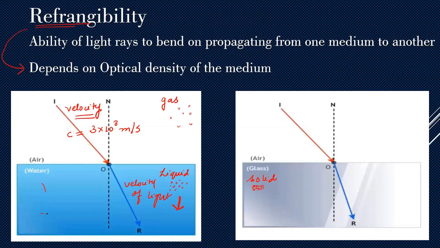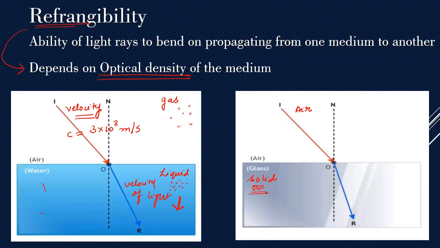When it enters a water medium or a liquid medium, because of the increase in optical density, and these are the keywords to be used, the velocity, that is the speed, of the light ray decreases. As the speed of the light ray decreases, it bends towards the normal. Similarly, when this light ray passes again from air, that is your rarer medium, to a highly dense medium, now we are coming to solids.